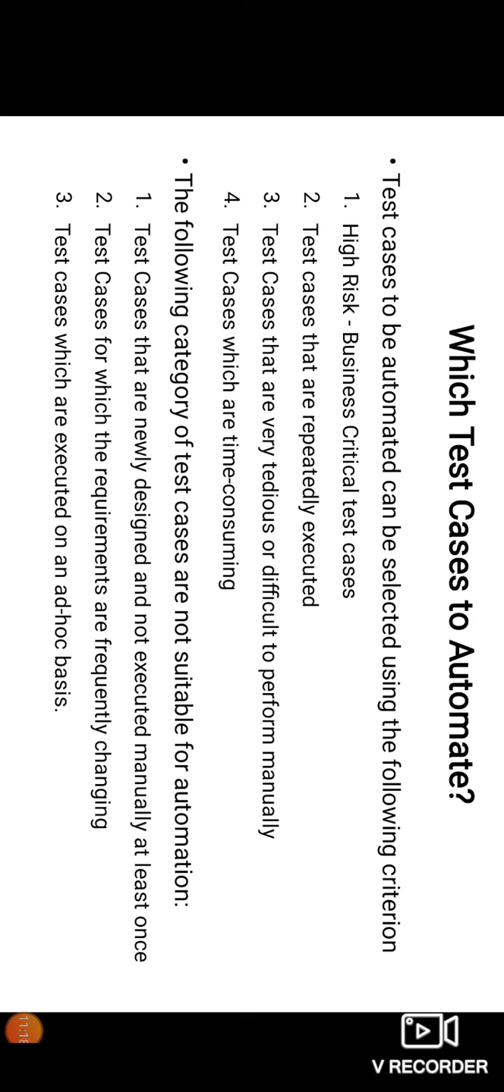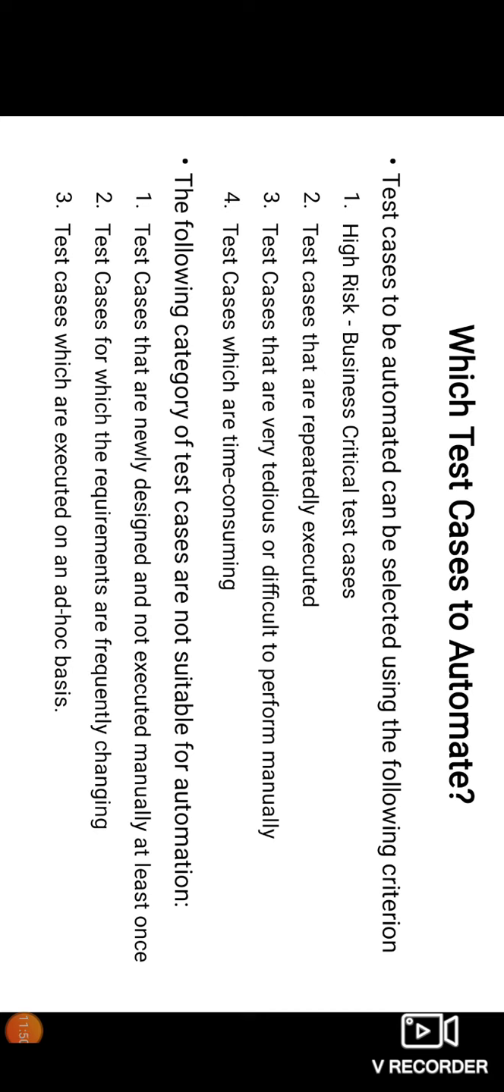Then test cases which are very difficult for manual testing. Okay, so very difficult and tedious to do manually, those can be automated. Then test cases which are time consuming can be done much more faster when automated. Okay, so these are the characteristics of certain test cases which you can automate. All those high risk test cases, those which are very vital to be completed on the speculated time, then those which have to be executed repeatedly, those which are very difficult, tedious and time consuming, these can be automated.